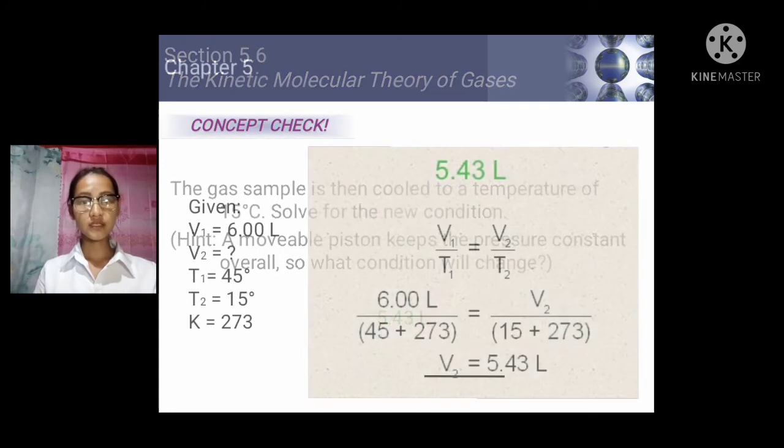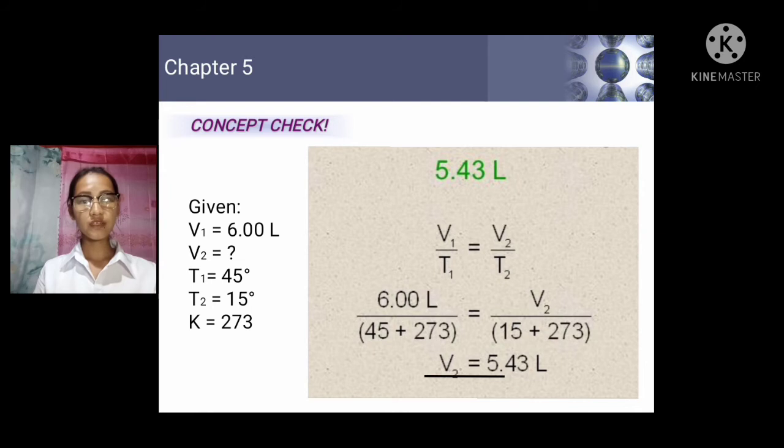Next, we have the given: volume 1 is equal to 6.00 liter. Volume 2 is the unknown. So, we're going to solve this to get volume 2. Temperature 1 is equal to 45 degrees Celsius and temperature 2 is equal to 15 degrees Celsius, and Kelvin is equal to 273. So, to get this 5.43 liter, we're going to solve this equation.